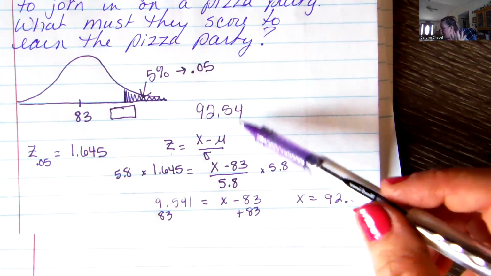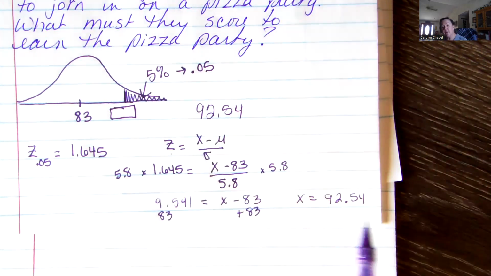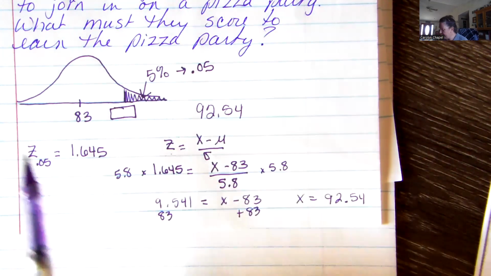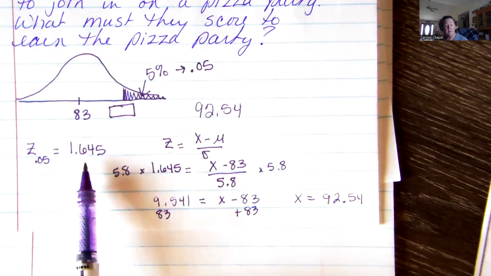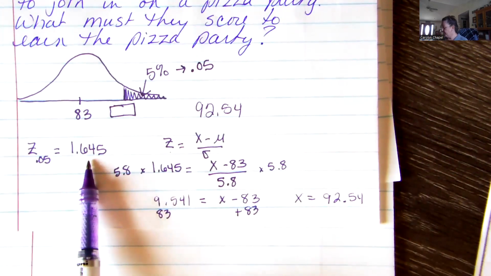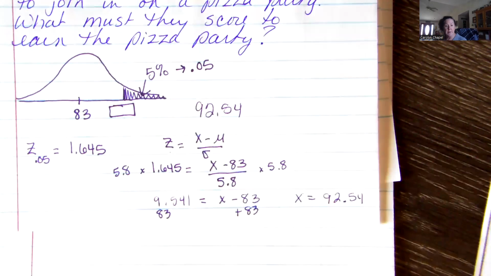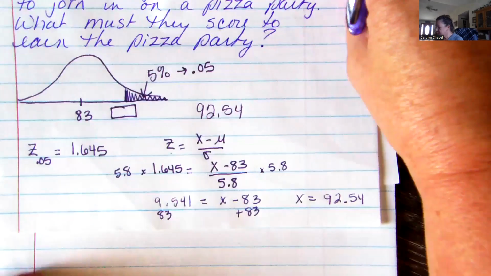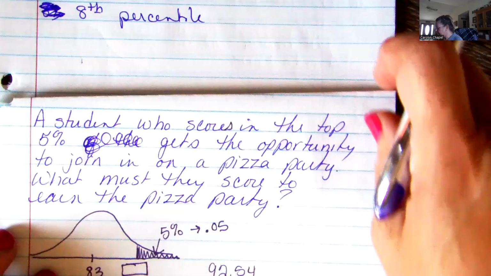StatCrunch took a millisecond, but we can still get there using a table by unstandardizing those values. We do have to go into the table and find our z that is represented in our picture, but you guys can do that. I'm confident that you can do that. Okay, let's do another one just for fun.